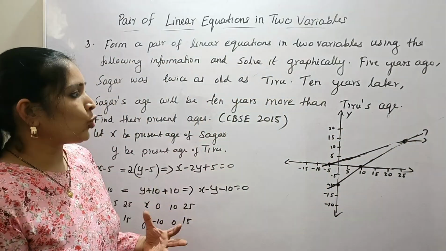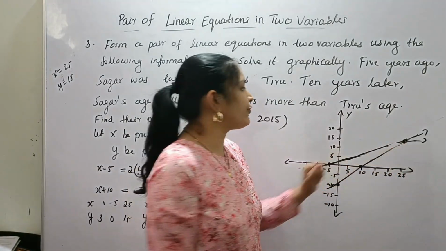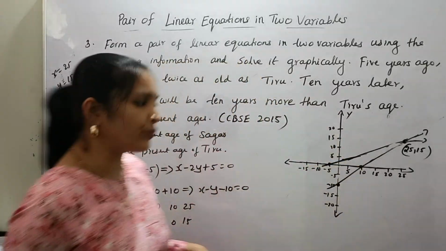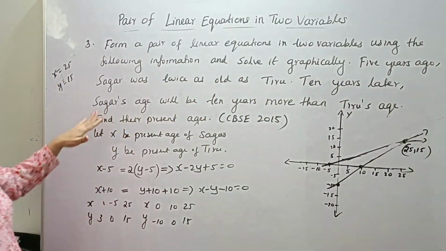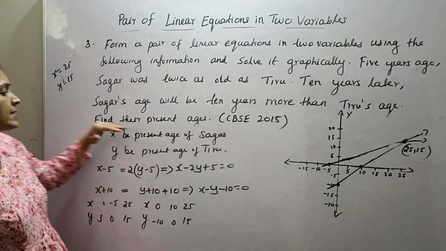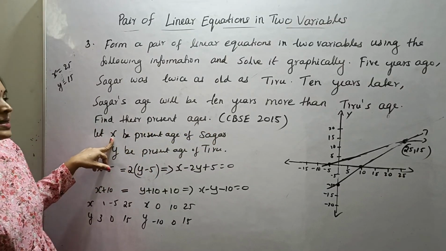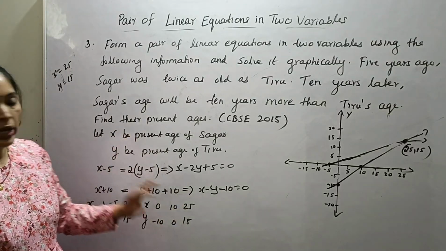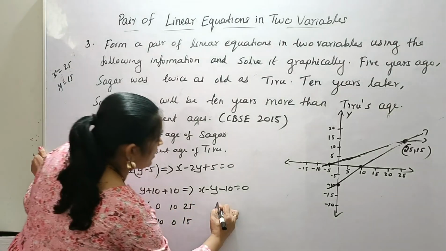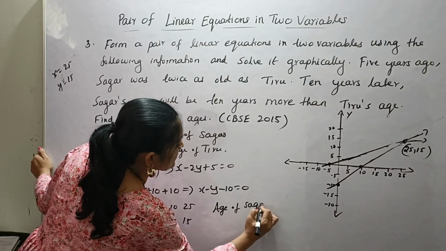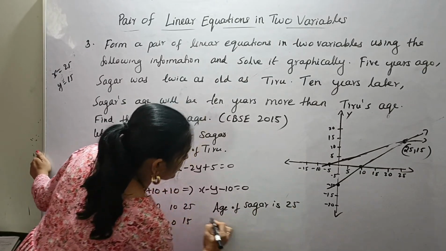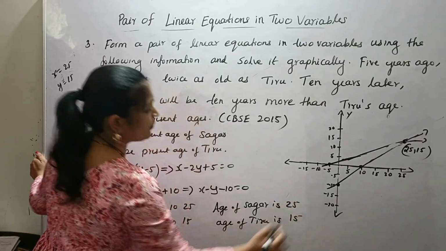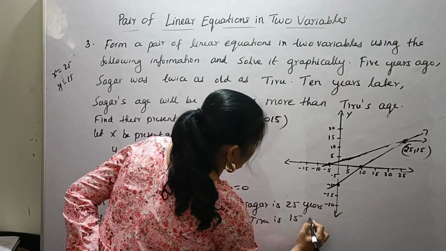Okay, therefore what is the solution? The solution is nothing but 25, 15. x is equal to 25, y is equal to 15. So here, what's our question? Find their present ages. That is, age of Sagar is 25 and age of Thiru is 15. Okay, age of Sagar is 25 and age of Thiru is 15 years. Okay, 25 years and 15 years.